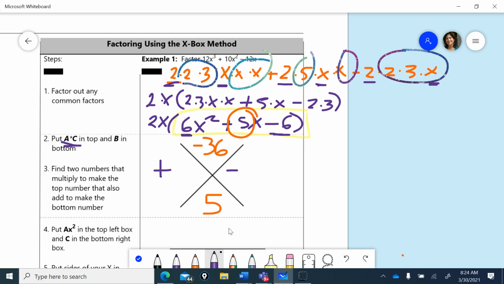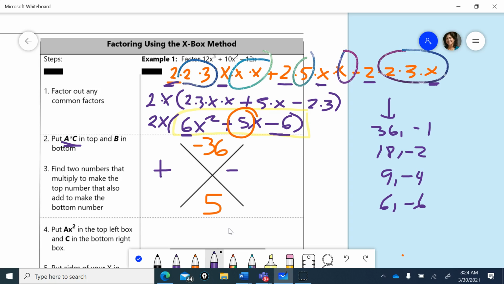So numbers that multiply give me negative 36: 36 times negative 1, 18 times negative 2, 9 times negative 4. Then I have 6 times negative 6. I think that's it, right? Now, if you notice, the greater numbers are positive. Why? Because my sum is positive.